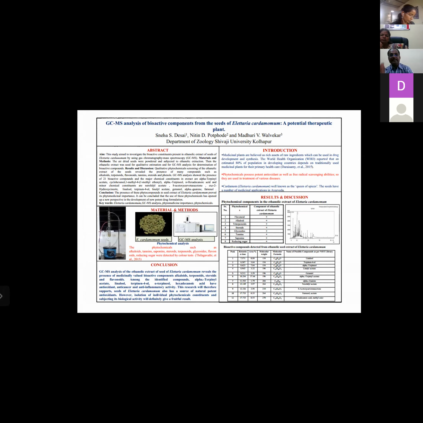Ethanol, only ethanol is used as the solvent. Yeah. And the seed powder. Seed powder, okay, because according to the polarity of the organic solvent, they are able to separate the different components. What you said, that alkaloids, tannins, terpenoids, like that.